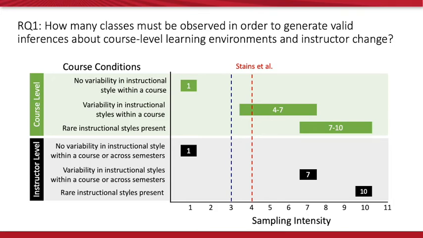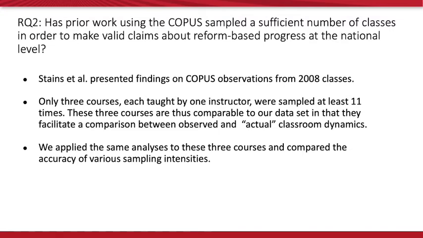But what is generalizable is that the sampling intensity needed to accurately measure classroom environments is likely larger than has been identified in prior work. In many cases, more than 4 classes are needed for accurate measurement, especially if taking a glass half-full approach to measuring reform. Having answered the first research question, I will now present results for the second question.